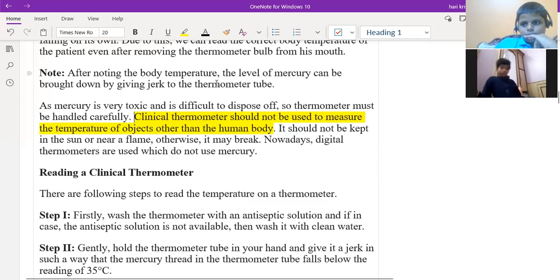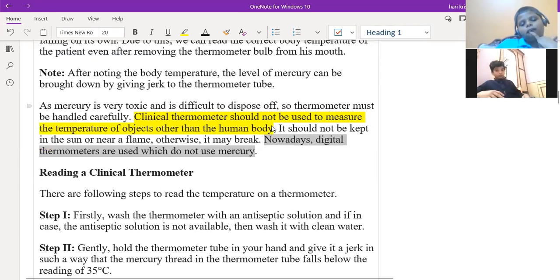So we should not use it to measure the temperature of other bodies. We should only use it for the human body. It should not be kept in the sun or near a flame, otherwise it may break. Nowadays, digital thermometers are used, which do not contain mercury, for safety purposes.